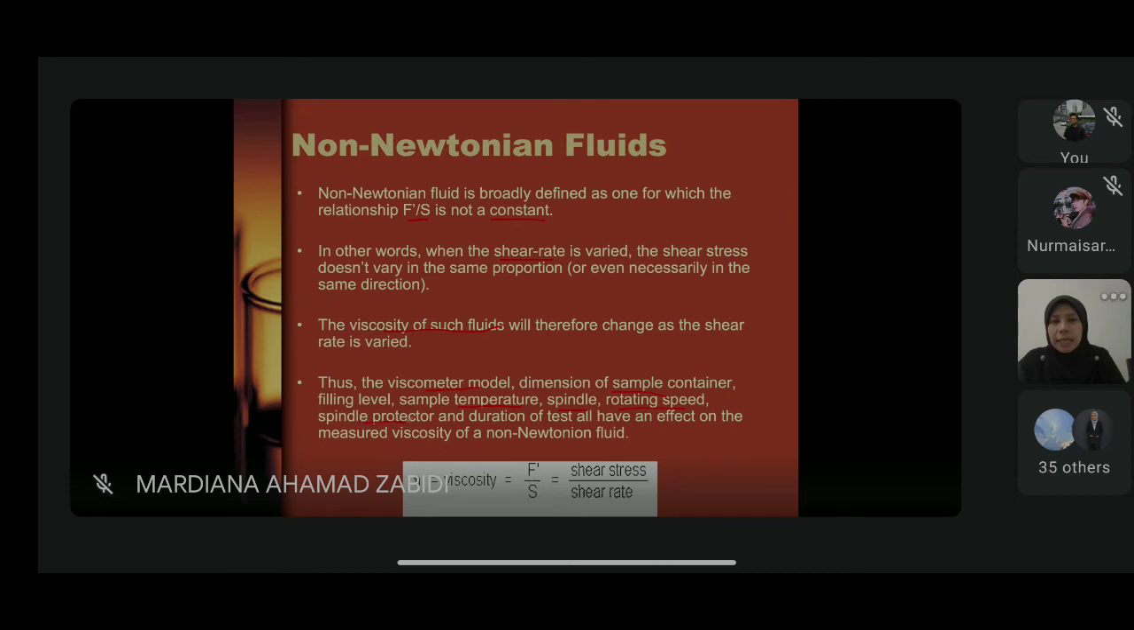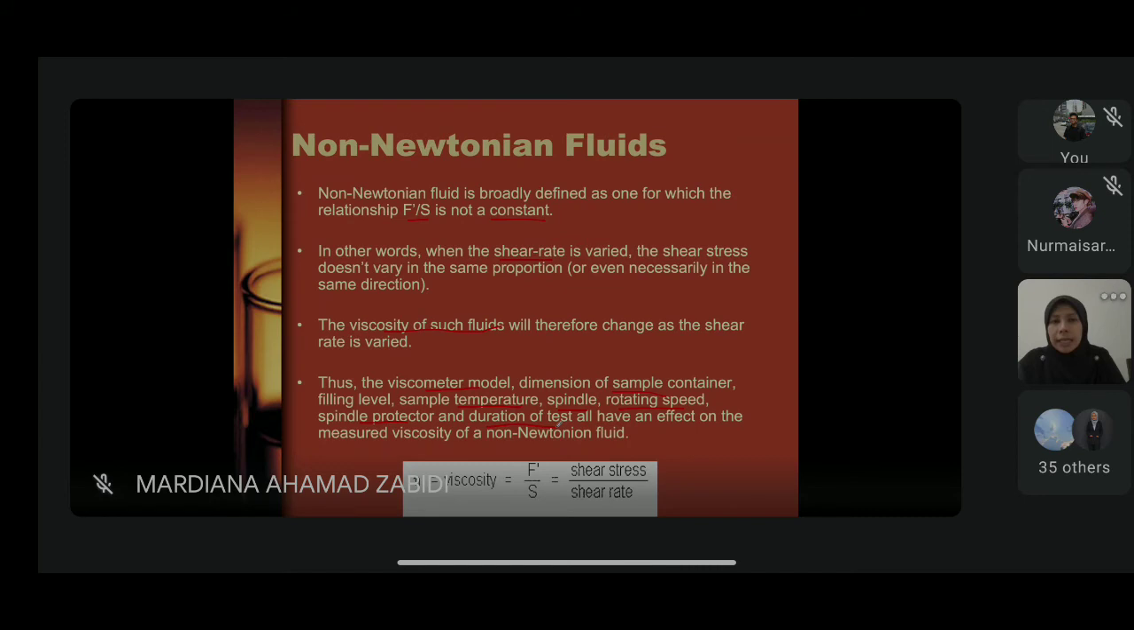Whether you use a spindle protector or not matters, because when you use a spindle protector, you are going to have an effect on the movement of the rotation of that particular fluid as well as the duration of the test. Duration means how long you perform that test. How long do you spin, rotate the spindle? One minute, two minutes? After 2 minutes then only you take the constant reading, or you need to wait until 5 minutes. Alright? It depends.